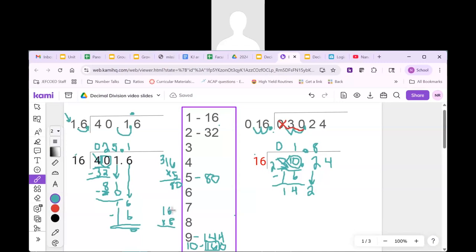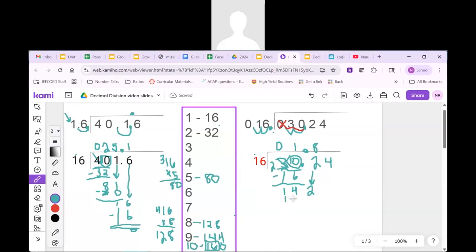8 times 6 is 48. Regroup the 4. 8 times 1 is 8 plus the 4. 8 plus 4 is 12. So I have 128. So I know my 8 fact is 128. I'm going to record it here because you never know when you're going to need the 8 fact again. You want to remember, right? Although we're going to put it right here. Multiply. 8 times 16 is 128.